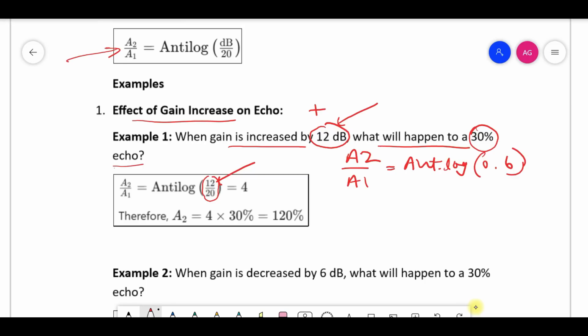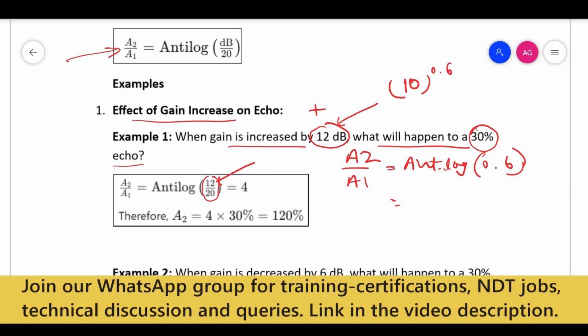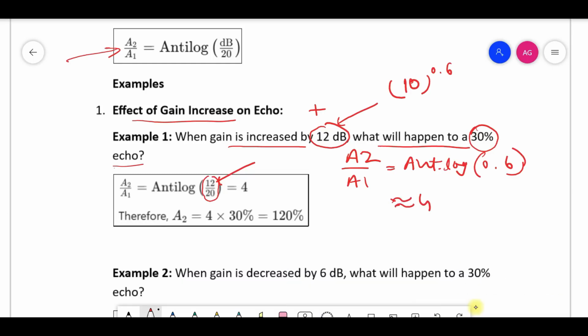You have to take it as 10 raised to that. So what is antilog 0.6 equal to? 10^0.6. You will have to take this value. If you do this in the calculator, you will get this answer, 3.98, means you got almost 4 as the answer. Okay, so this A2/A1 means 4. So in simple language it can be said that if you increase it by 12 dB, then the height of the echo will become 4 times. Okay, the ratio of amplitude, you will get 4 times.